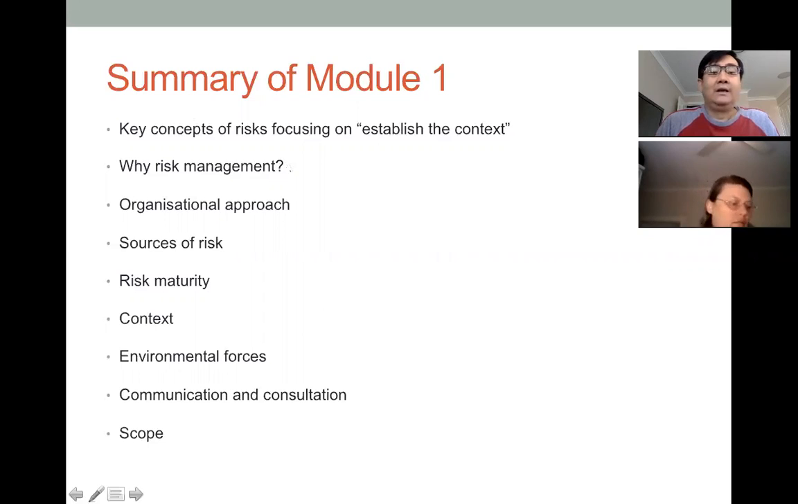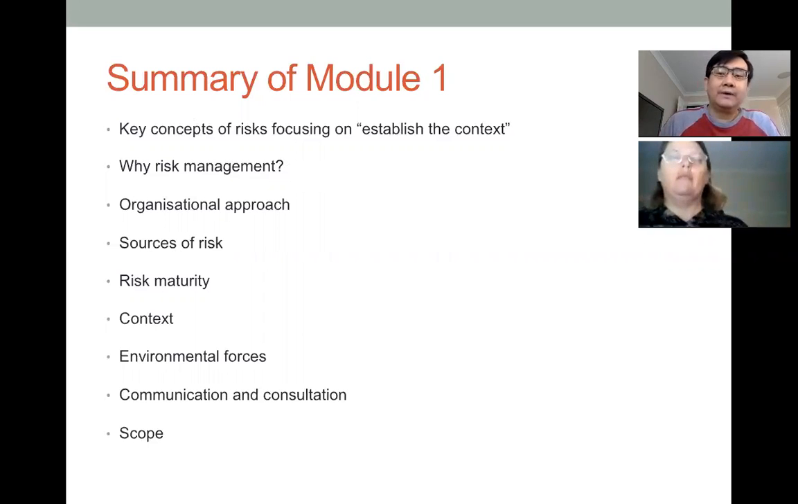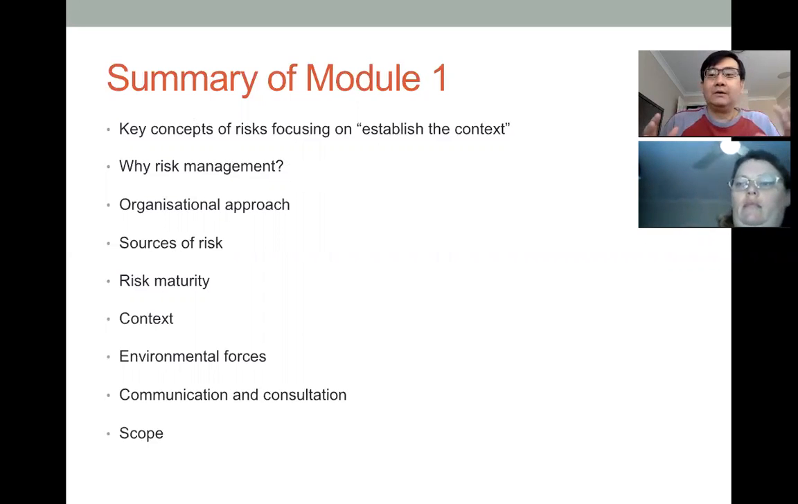Okay, so in Module 1, we also discussed why risk management and the organizational approach, and sources of risk, which basically refer to what could happen in the organization. Going back to our definition of risk management, we say that anything could happen to the organizations that affects the organizational achievement of objectives.